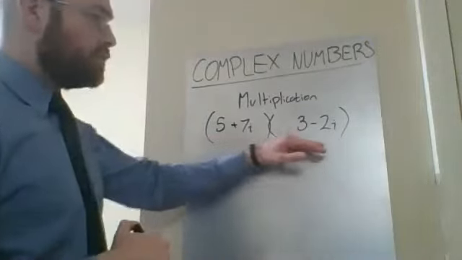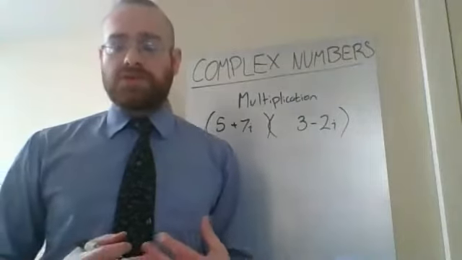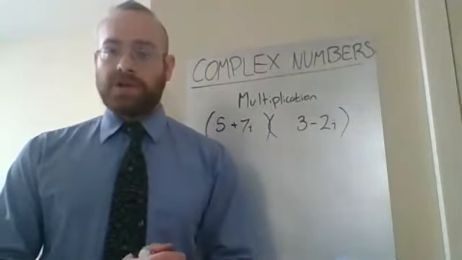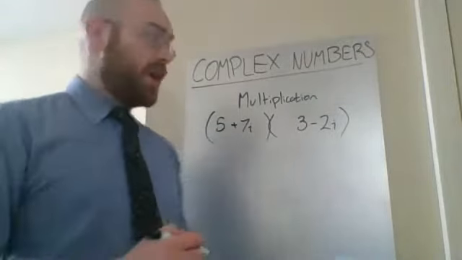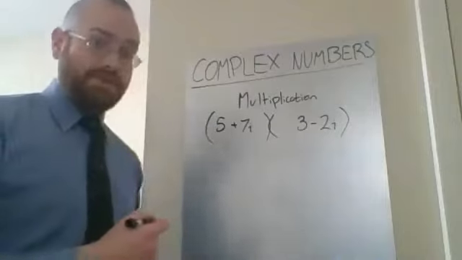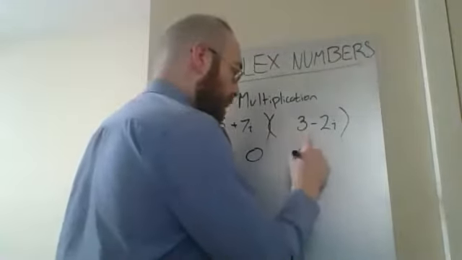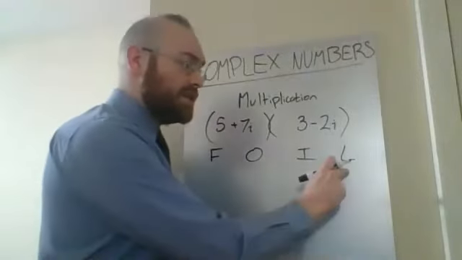If we're multiplying two binomials, we should think back to when we're working with factors like x minus 2 or x plus 1, because the way we multiply those binomial factors will be the same way that we multiply complex numbers. So the first method you might recall is the FOIL method. FOIL stands for first, outer, inner, last.